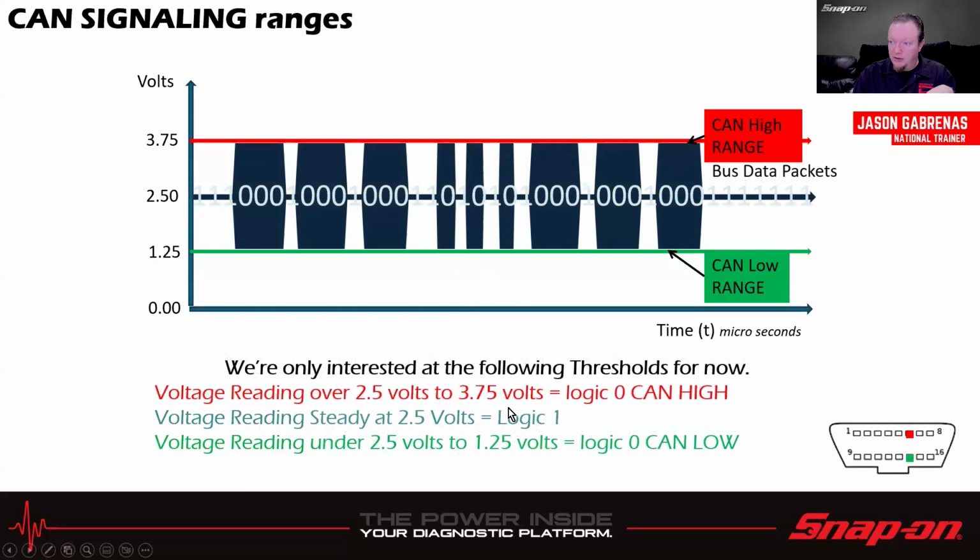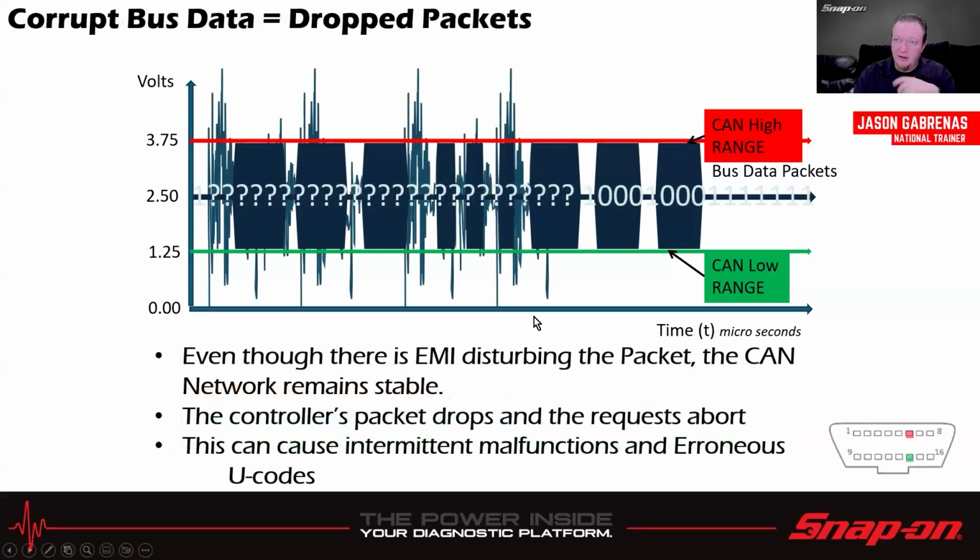All right, so like I said, we're only interested in these following thresholds: the 3.75 volts on the high side, 1.25 volts on the low side, 2.5 volts in the middle, and everything needs to stay within that range. If I have electromagnetic interference, like corrupt data like this, and you see all this noise, but then you see some good data over here, and you see some bad data there, that's more than likely one module causing that problem. It's still going to communicate, but it's going to kick whatever controller is causing that problem off the network.